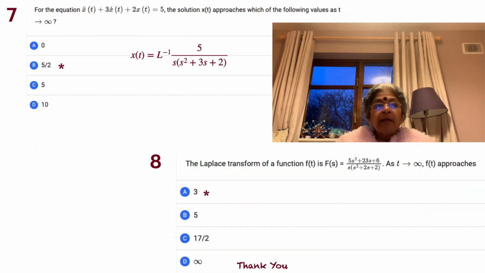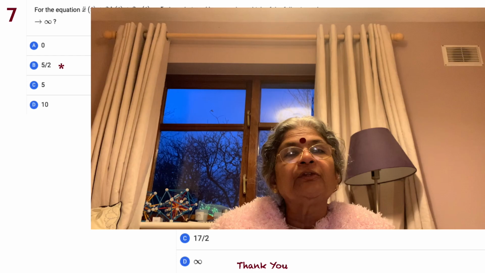Okay, so moving to the last problem, in this last slide, the Laplace transform of a function f(t), F(s), is equal to (5s squared plus 23s plus 6) divided by s into (s square plus 2s plus 2). As t tends to infinity, what is the value that f(t) approaches? Of course, multiply by s, cancel out those s, then substitute s equal to 0. So what do we have? On the numerator only 6, on the denominator only 2. 6 by 2 is equal to 3, as simple as that.